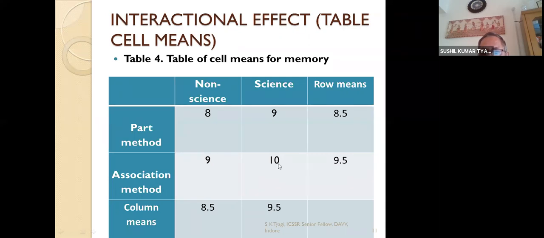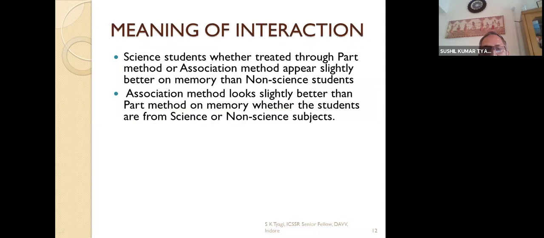Here also science students are better than non-science students. So science students have performed better than non-science students, whether they belong to association method or part method. Similarly, association method looks slightly better than part method on memory, whether the students are from science subject or non-science subject.